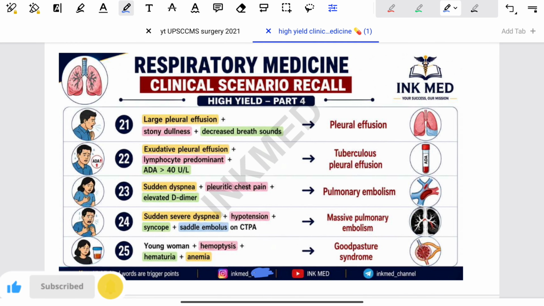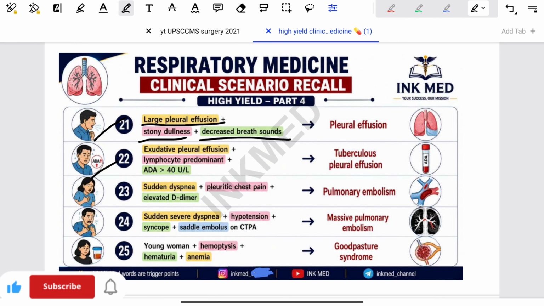In this video, we will discuss scenarios 21 to 30, focusing on pleural disease, pulmonary embolism, Goodpasture syndrome, bronchogenic carcinoma, pulmonary edema, and other frequently tested concepts. As always, focus on the trigger words because in the entrance exam, one or two keywords are enough to identify the diagnosis. Let's begin.